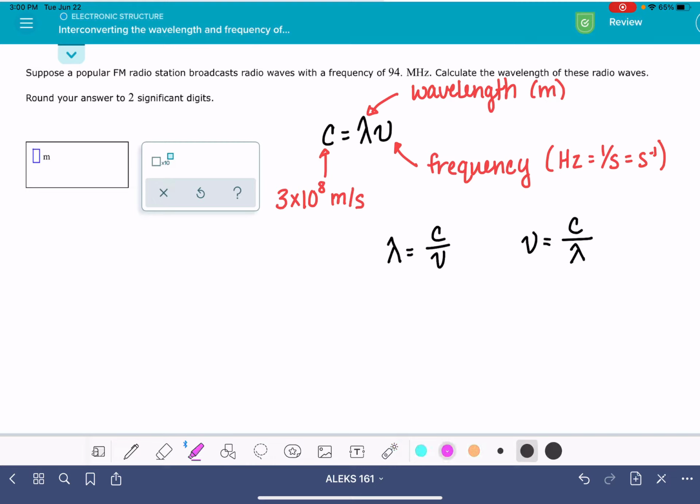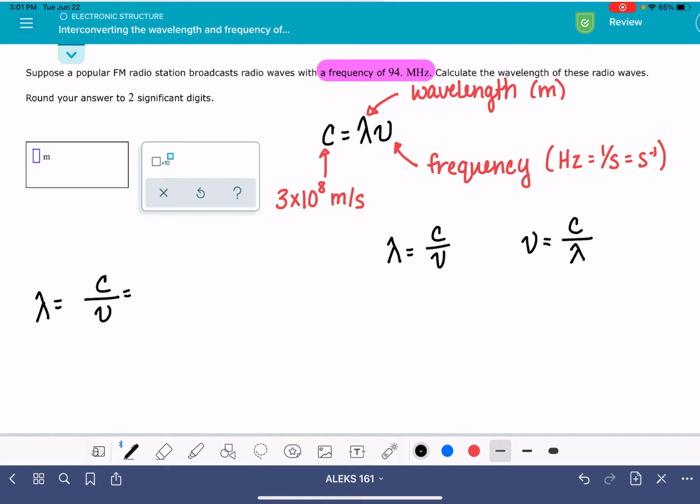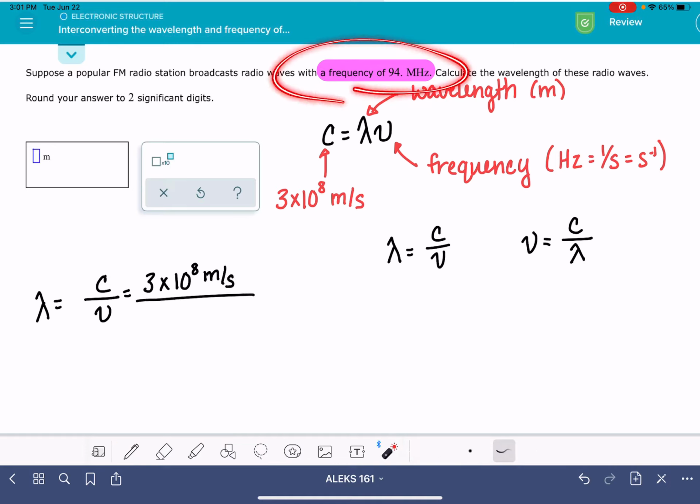So like I said, I have a frequency of 94 megahertz, and I'm being asked to calculate wavelength, which means I want to use this version of the equation right here: lambda equals c over frequency. The speed of light is a constant, so you're going to use this number every time, 3 times 10 to the 8 meters per second, and then you're going to plug in your frequency from the problem, 94 megahertz.